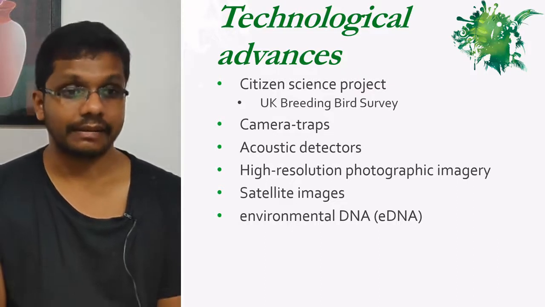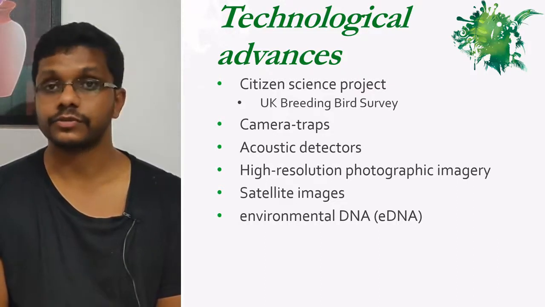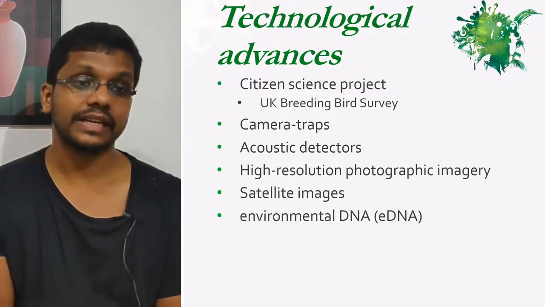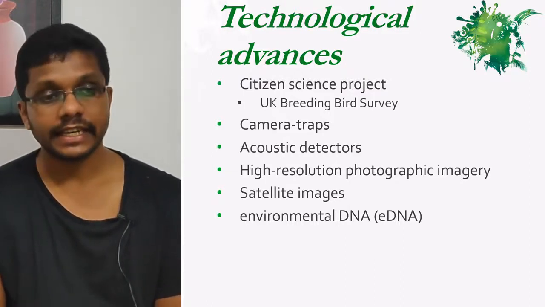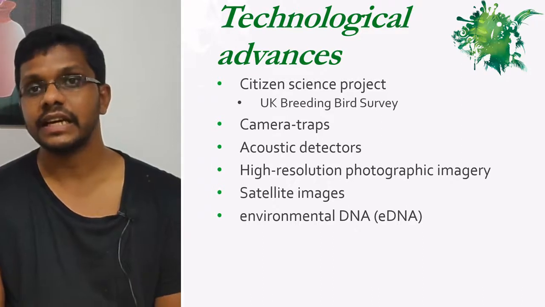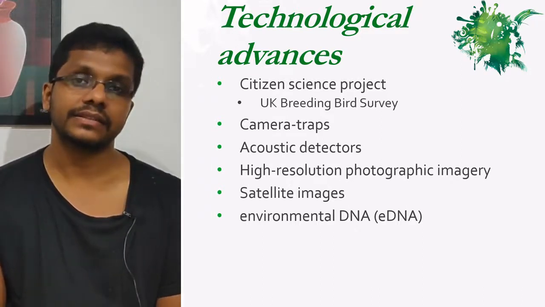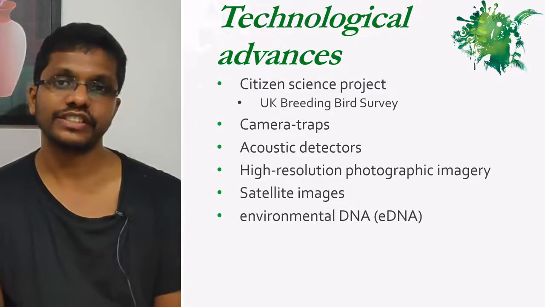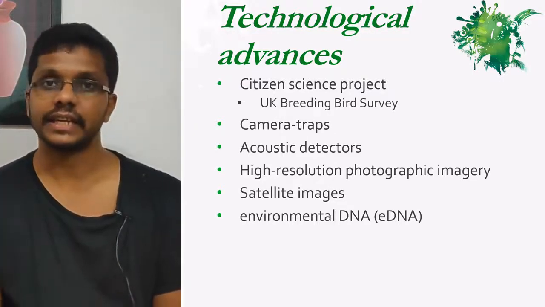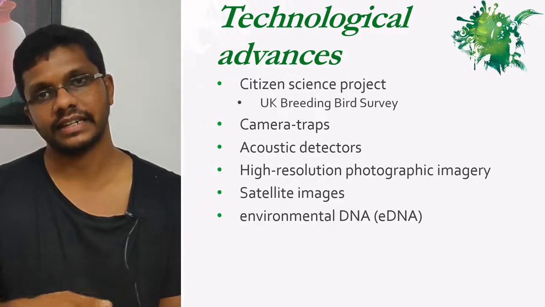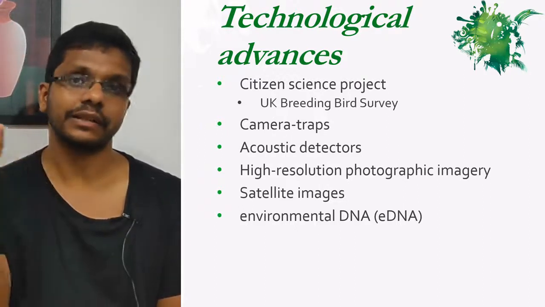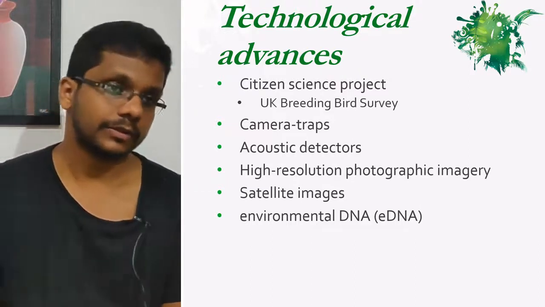Then we have satellite images. Satellite images can be used for studying vegetation. Then one advanced technique is called the eDNA technique. eDNA stands for environmental DNA. In this, we take soil samples from different parts of the forest, and from that we isolate the whole DNA in it, and we run next-generation sequencing of the DNA. Based on the DNA sequence, we identify the biodiversity. So that's also a method.